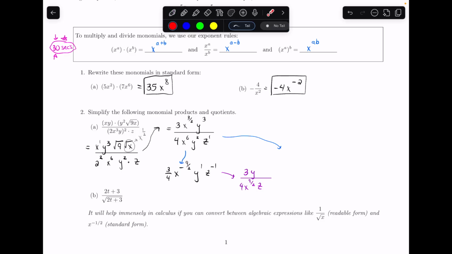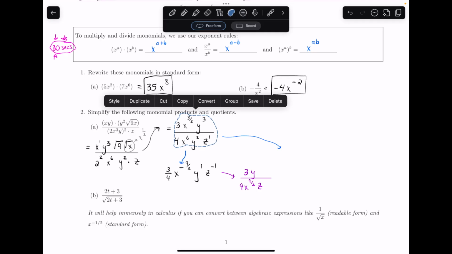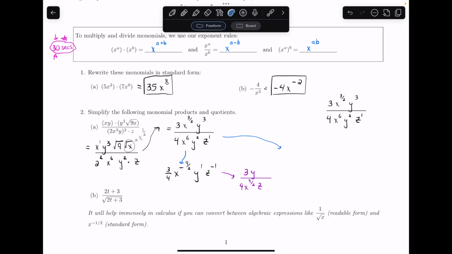Another way, though, I could have simplified this is trying to divide the top and the bottom by any common factors. So I notice, let me copy this down one more time so it's easier for me to write down what cancels. I notice that if I look at the y terms, I can divide both of them by y squared. So if I divide this by y squared, I'll be left with just y. If I divide this by y squared, I'll be left with 1. Okay, because I divide by the smaller of the 2 powers.